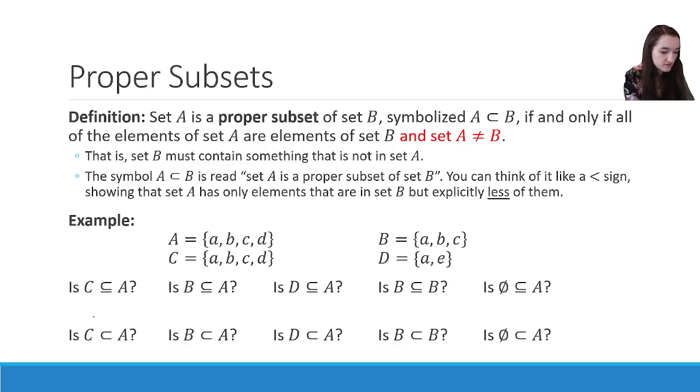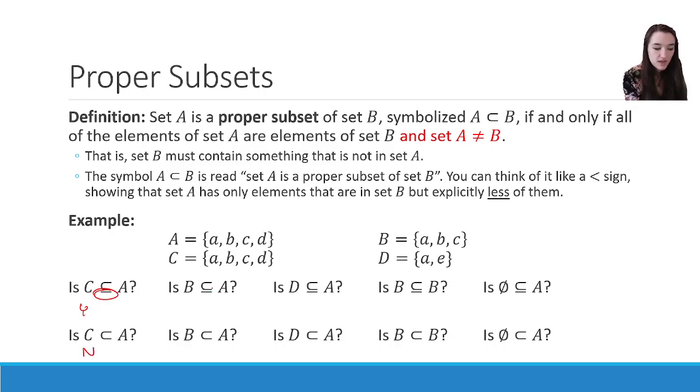So let's look at this. Is C a subset of A? Well, C has the elements A, B, C, D, and A has the elements A, B, C, D. So everything that is in C is also in A. So yes, it's a subset. It happens to also be equal, but C is not proper because of that equality. So this is yes, this is no.